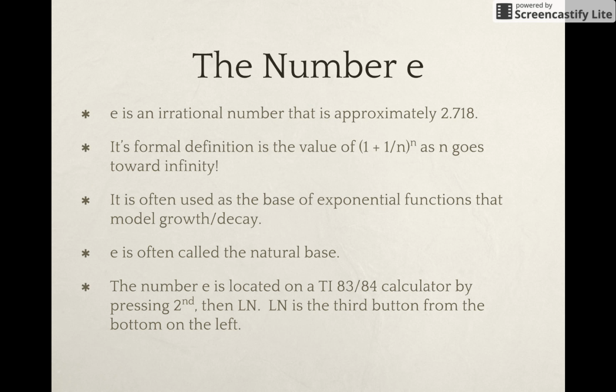The number e is often used when we work with exponential functions. E is an irrational number that's approximately 2.718. Its formal definition is the limit as n goes to infinity of the expression 1 plus 1 over n raised to the nth. We'd normally cover that in a calculus class, how to evaluate that limit.